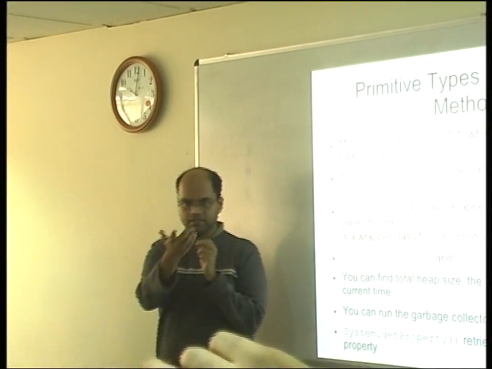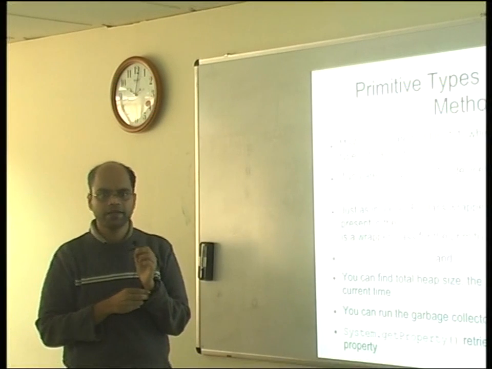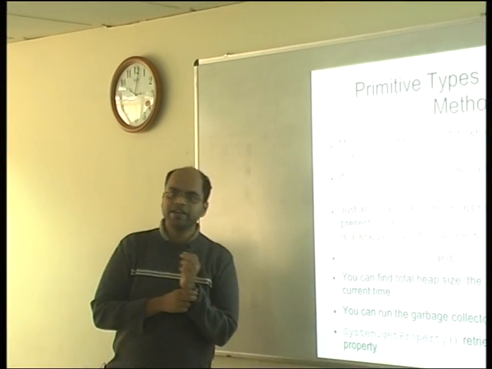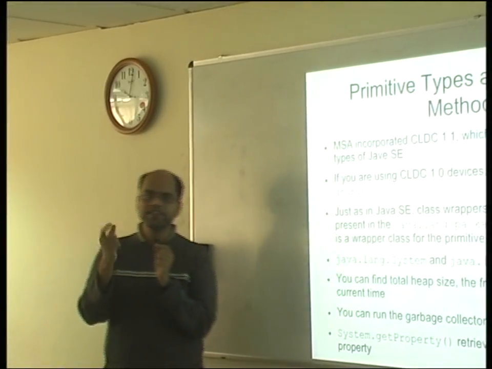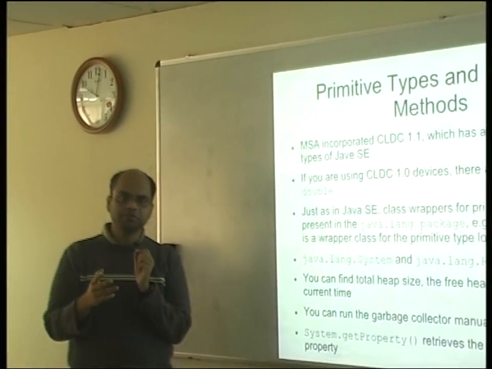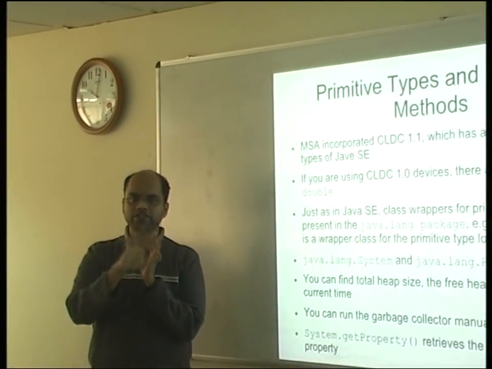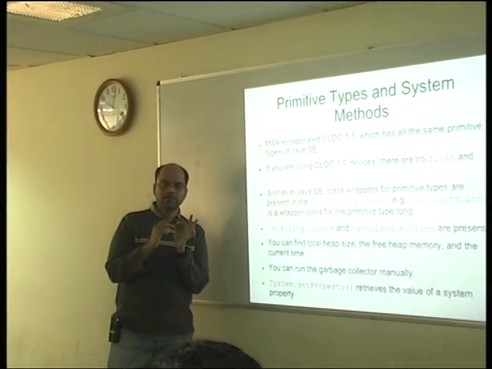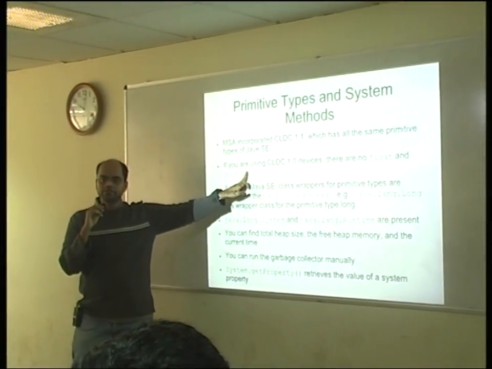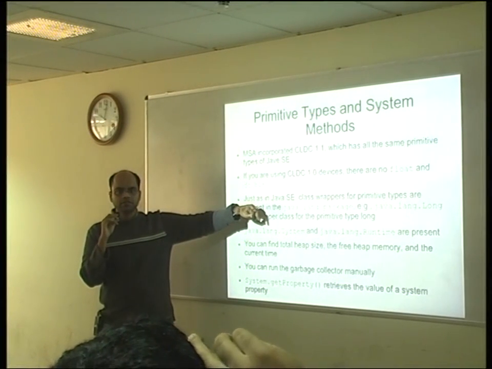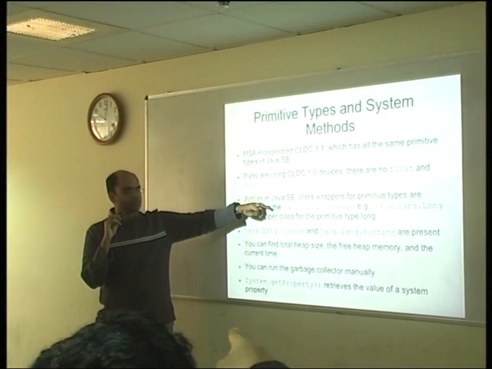Sir, if it's CLDC 1.0, there is no float and double, how do we add the decimal values? So right, you have to do tricks with the integers only. As far as possible use integers, and if you're not able to, then you can divide the whole floating number into two integers. And the code becomes complex. But in the latest version, there will be support. CLDC 1.1 has all types of primitive types of Java SE.